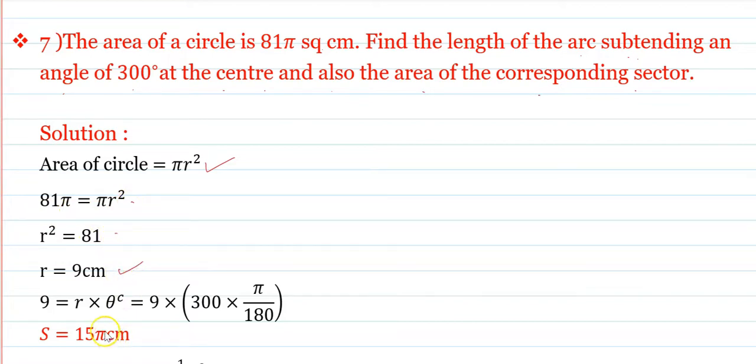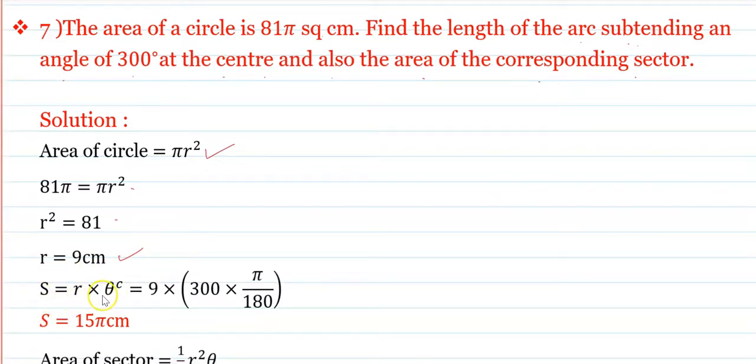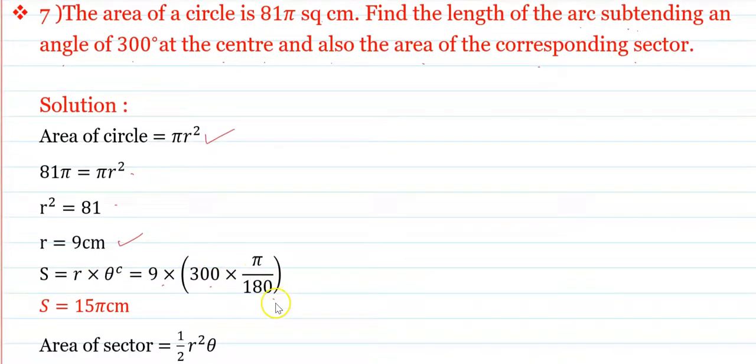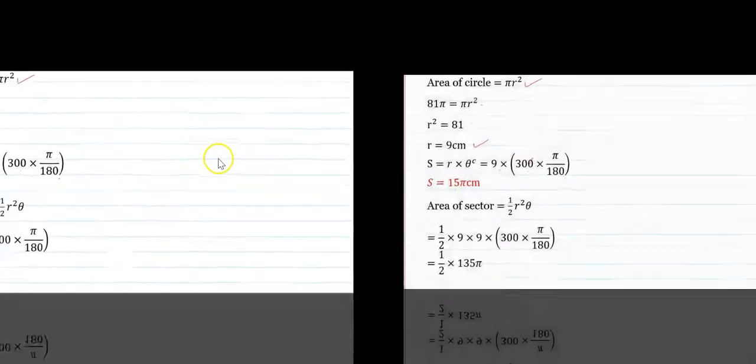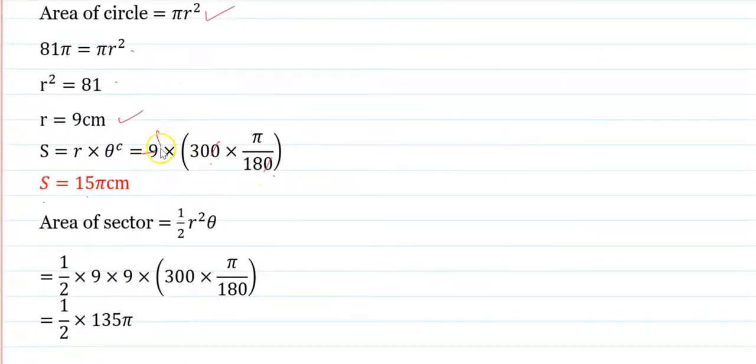Okay, now the next, s is equals to r into theta. The r is 9 centimeter and theta is 300 into pi upon 180. And if we simplify it, then you will get s is equals to 15 pi centimeter. Okay. It's very easy simplification. This 0, 0 will get cancelled. 9 ones are 9, 9 twos are 18, again 2 ones are 2, and 2 15s are 30. And that is equals to 15 pi centimeter.